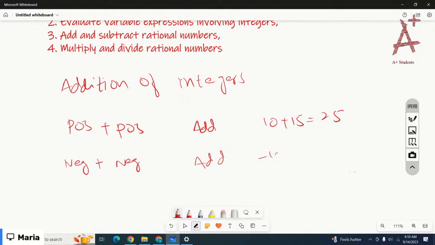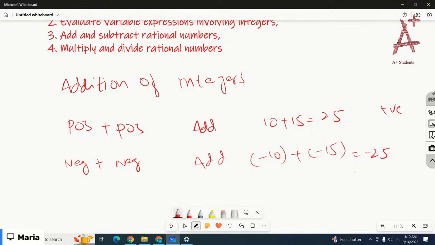The example is you have negative 10 plus negative 15. See, both the numbers are negative. So the answer is negative 25. In the first case, the answer is positive, because both the numbers are positive. And in this case, the answer is negative, right? Okay, what if you are adding a positive and a negative number? You have to subtract in this case. For example, you have negative 10 and plus 15. You have to subtract 15 minus 10, that would be 5, and the answer is positive, right?